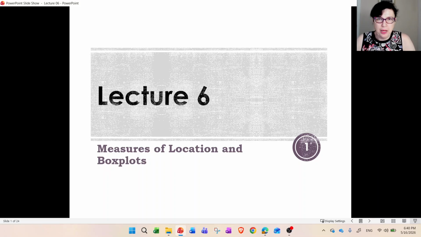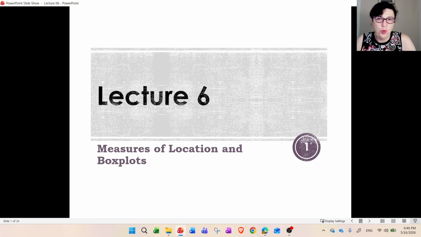Okay, guys, let's take a look at measures of location and box plots. In this lesson, we are going to introduce another measure of spread and also decide when an observation is or is not an outlier, which is actually pretty important.